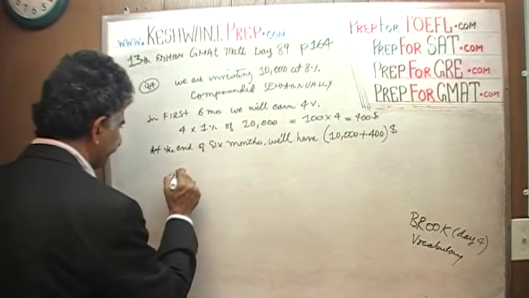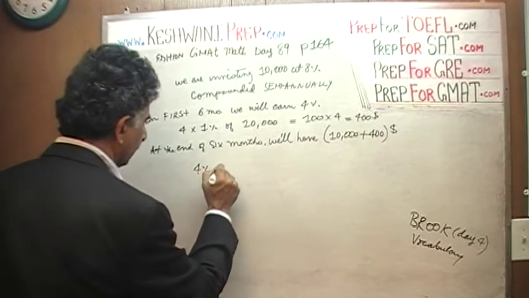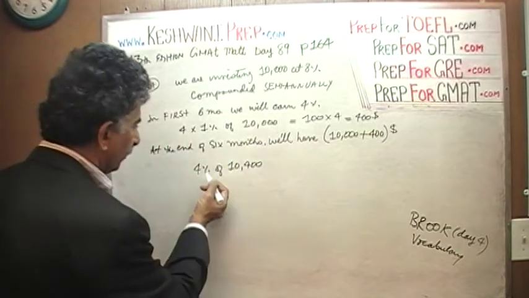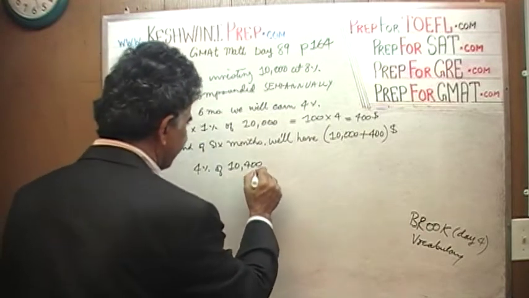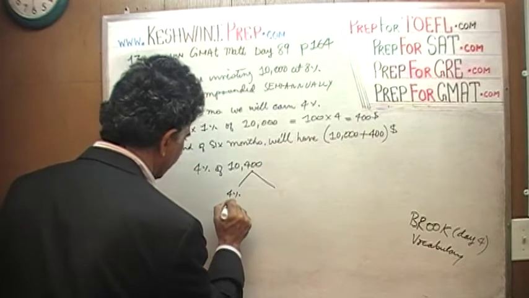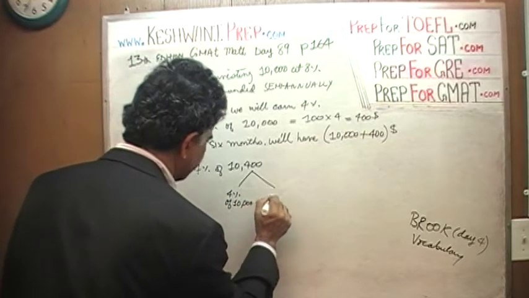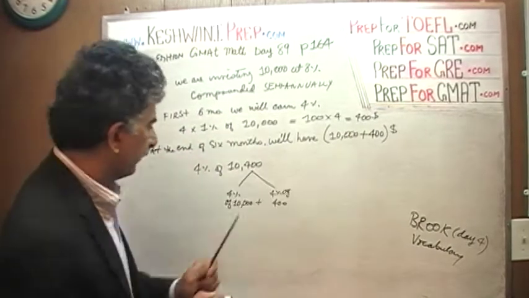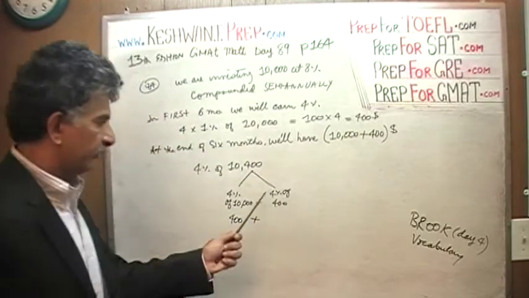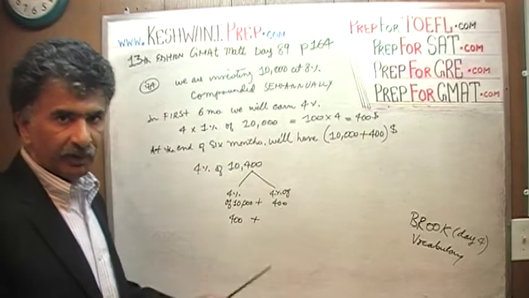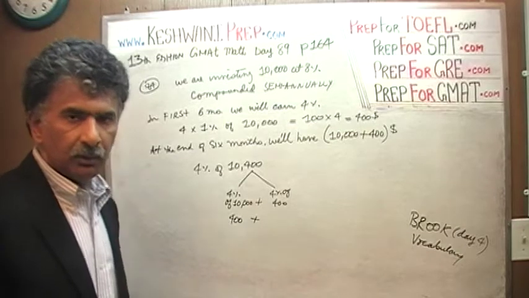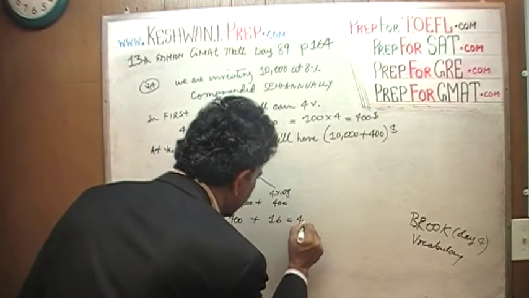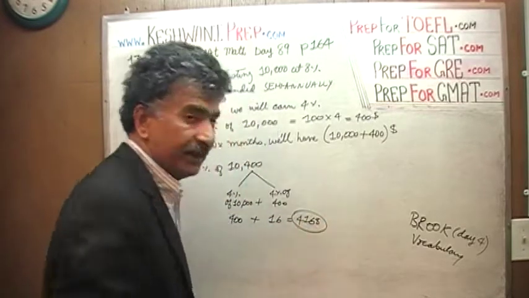So let's find out. We have to find out 4% of 10,400. Well, let's keep it very simple. 4% of 10,400 is same as 4% of 10,000 plus a 4% of 400. 4% of 10,000 we already know is 400. 4% of 400, 4% of 100 is 4, 4% of 400, it's got to be 4 times 4, it's 16. So that's what we will earn. This is the amount of interest we will earn in the second half of the year.